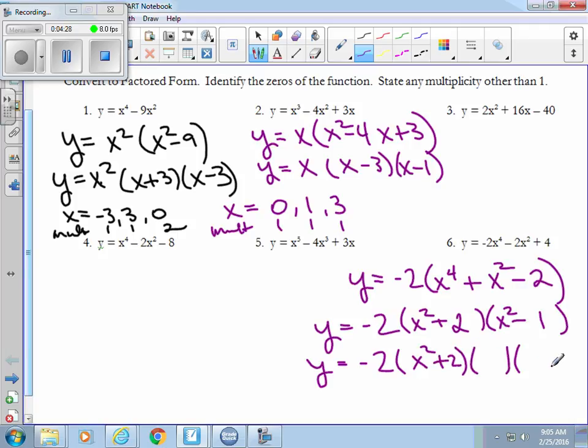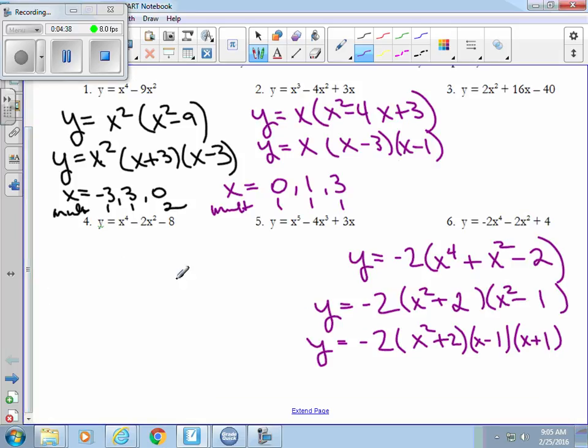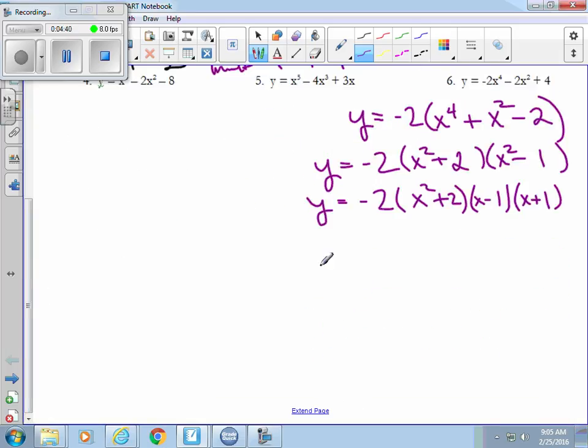What is x squared minus 1 called? A difference of perfect squares. Good, and it's x minus 1 and x plus 1. What are the zeros? 1 and -1, agreed?